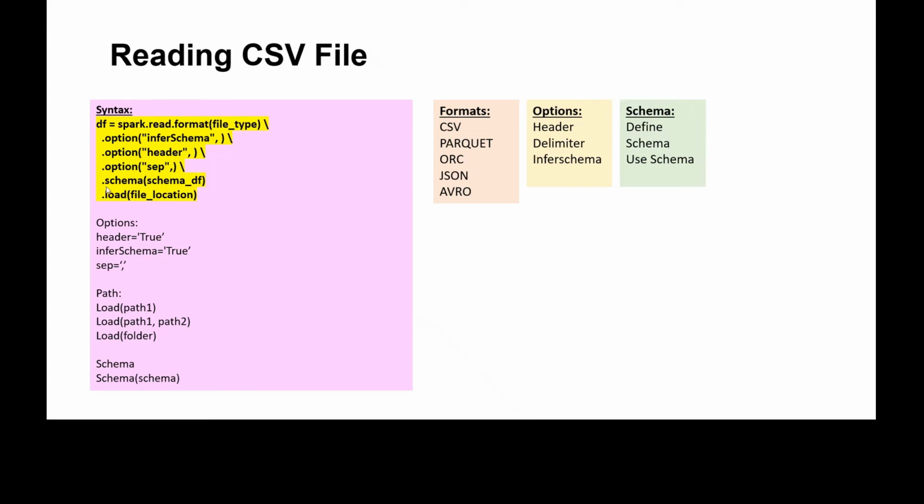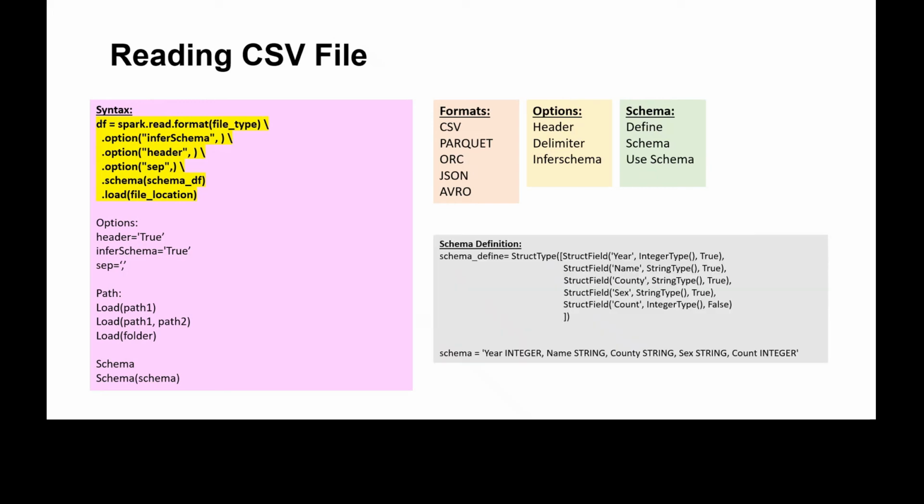Coming to schema, when we are giving schema, this option inferSchema, that is invalid. We don't need to provide it because in schema, we want to explicitly give the schema. For schema, first we have to define the schema, then we have to use that schema. I will show you in the demo. No, I can show you here also.